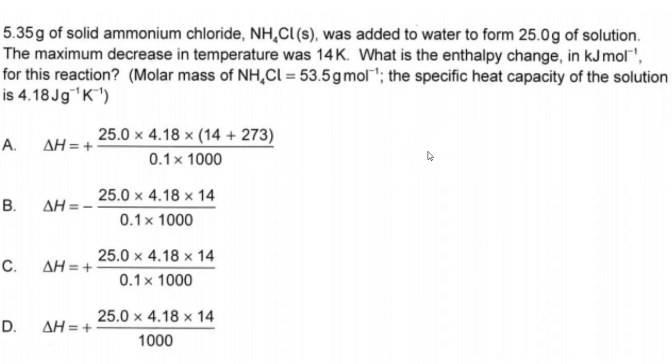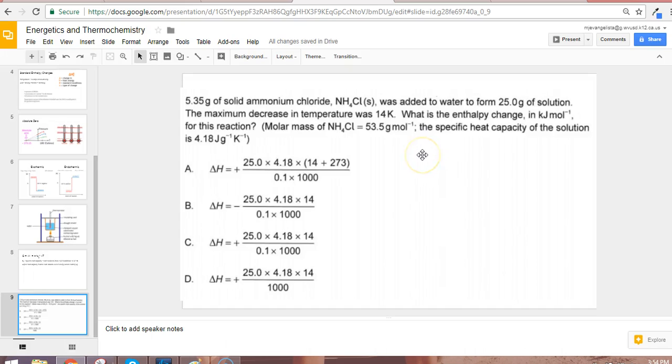So let's take a look at the problem. We've got 5.35 grams of solid ammonium chloride, and this is added to water to form 25 grams of solution. The maximum decrease in temperature was 14 Kelvin. What is the enthalpy change in kilojoules per mole if the molar mass is 53.5 grams and the specific heat capacity of the solution is 4.18 joules per gram times Kelvin?